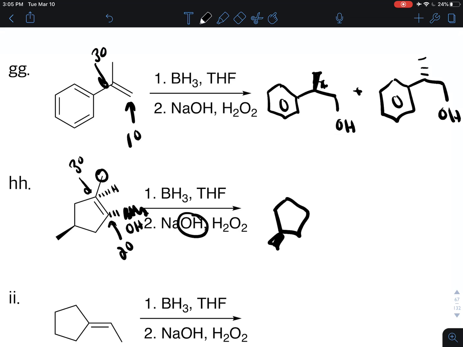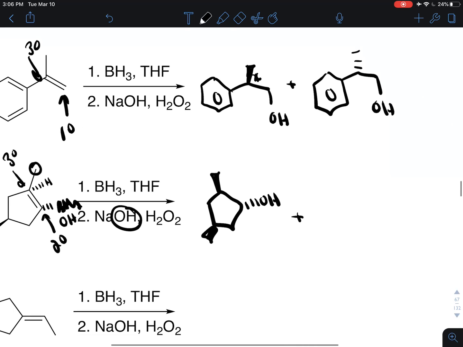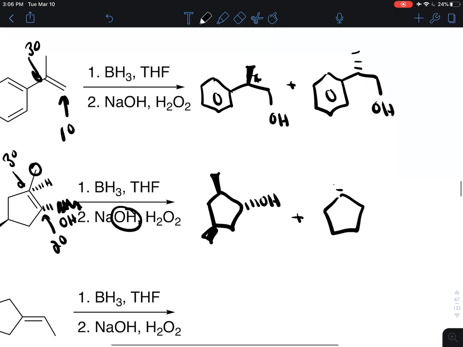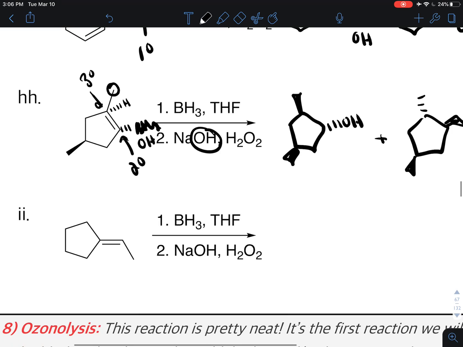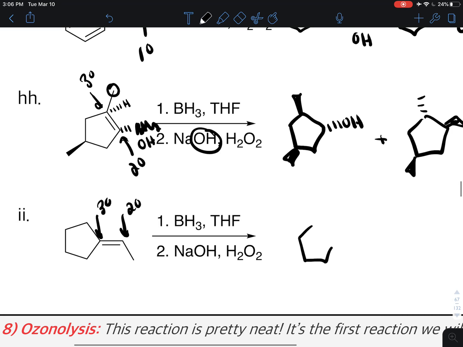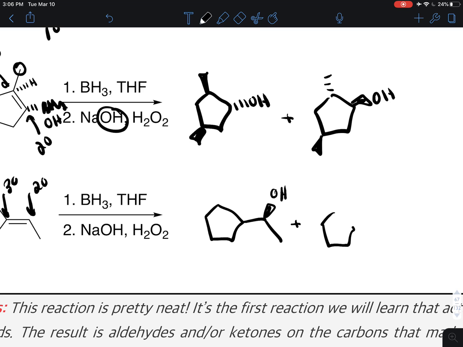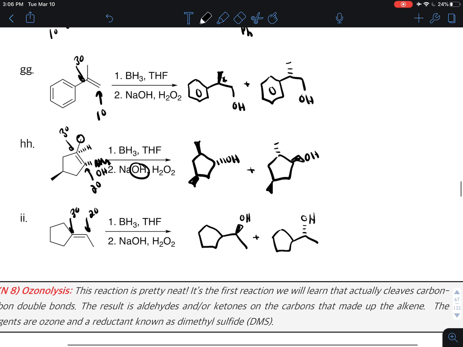So really the answer should be wedge OH plus that one, okay? So these are our major structures. Over here we have tertiary, over here we have secondary. All right, and I hope that helped.